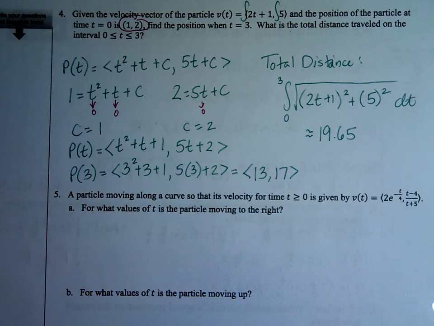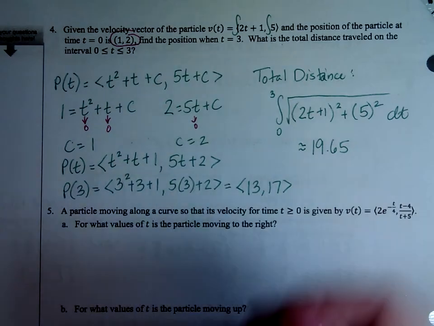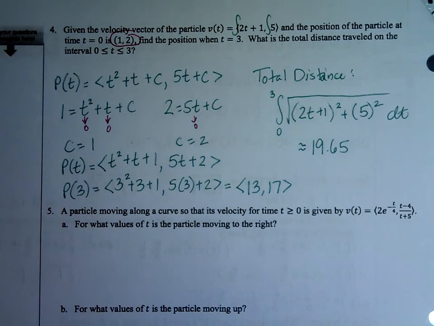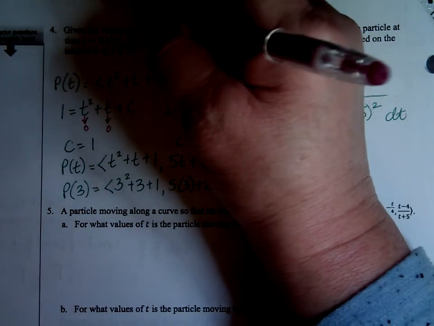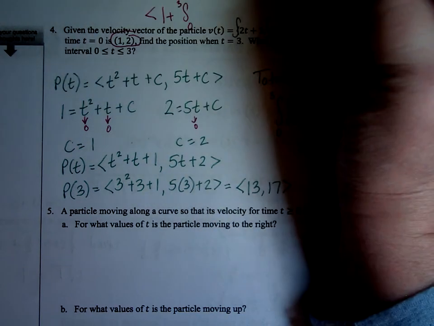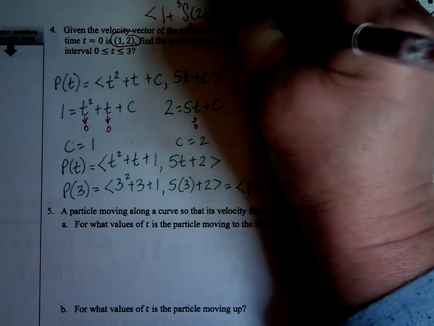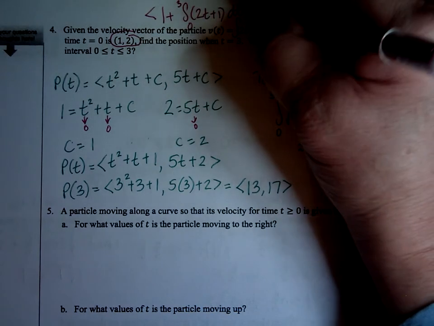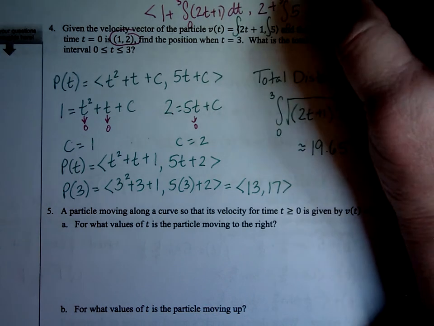Here's another way that you could look at this, and we talked about this in class. Some of you liked this method better. I think I'm going to put it up above. Another way that you could have done this for your position vector, look at this: 1 plus the integral from 0 to 3 of 2t plus 1 dt, comma, as your x component, and 2 plus the integral from 0 to 3 of 5 dt.